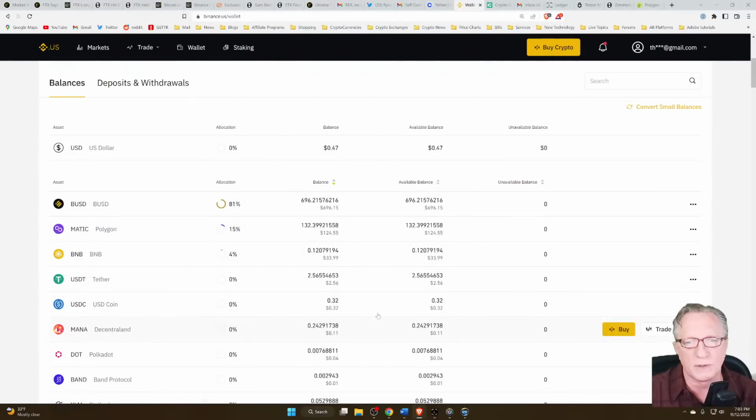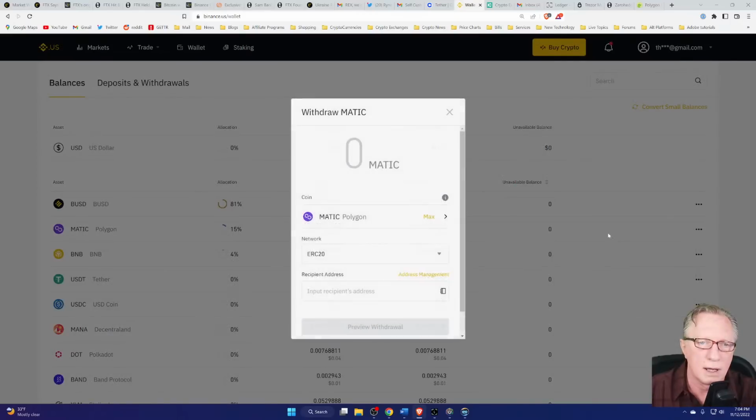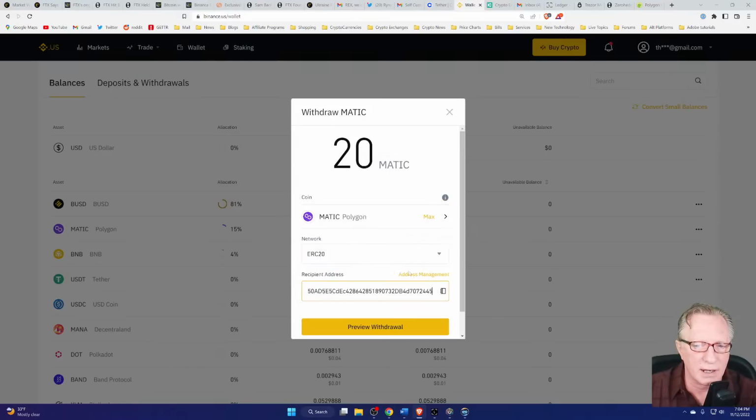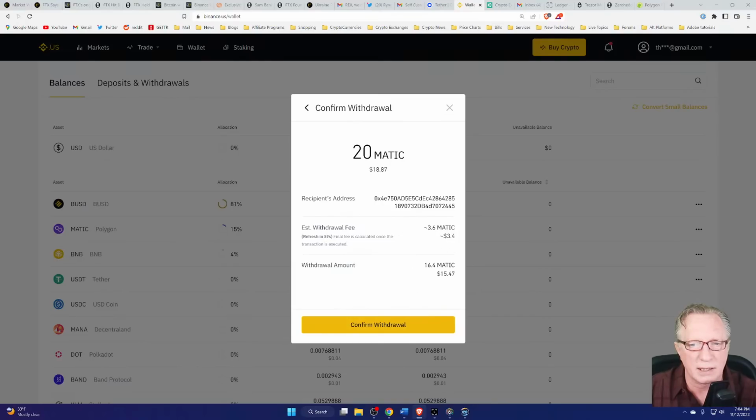Let's go back over and withdraw just a smidgen of the MATIC to our ERC20 wallet, right? Let's do, what is it, 20? Let's do $20 worth. We'll paste the address in there. That is my Ethereum-based wallet. Let's preview that. They're going to charge me a lot.